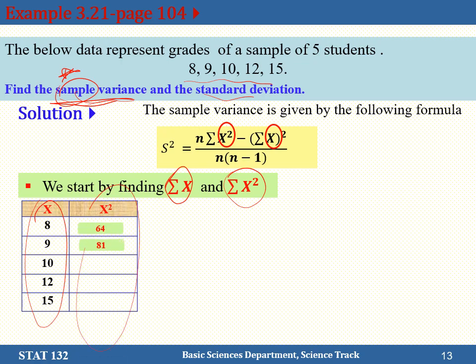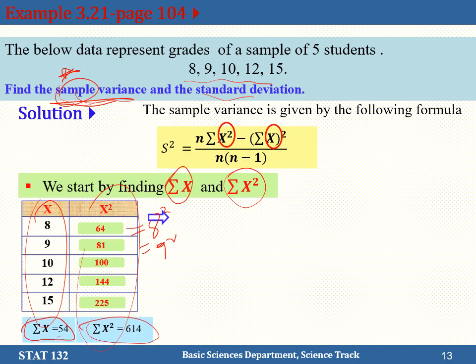I put them here, you see 8 squared, 9 squared, 10 squared, and 12 squared. You take the squares of the values, and then you add all of them. So you get the sum of the values, 54, and the sum of the squares, 614. And what is n, by the way? n is 1, 2, 3, 4, 5. So n is 5. We have 5 samples here.